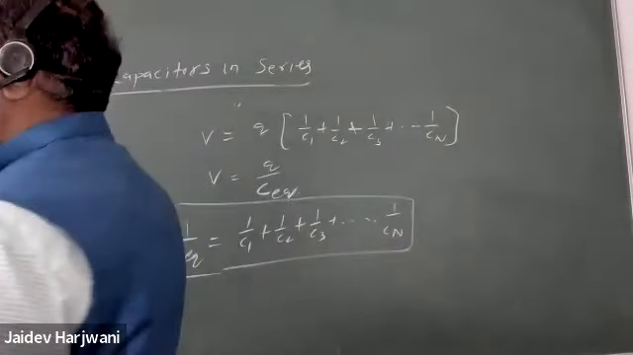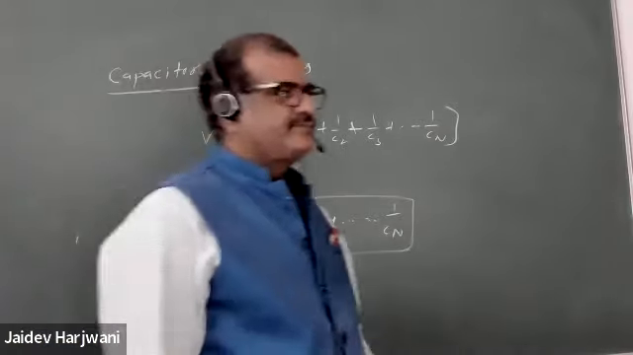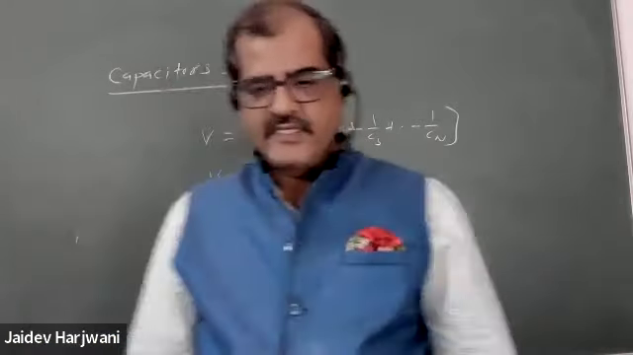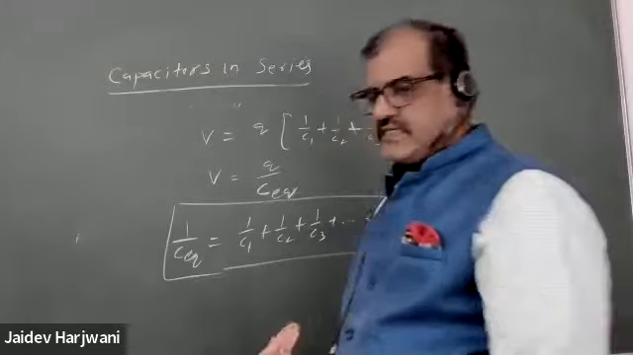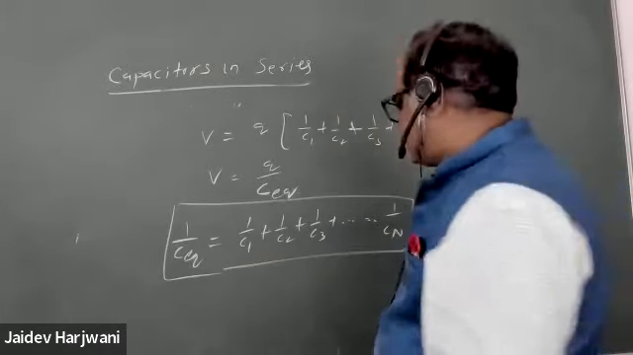With resistances, you have R1 plus R2 plus R3. Here, capacitor is the reverse of resistance. When capacitors are in series, you add them like parallel resistances.